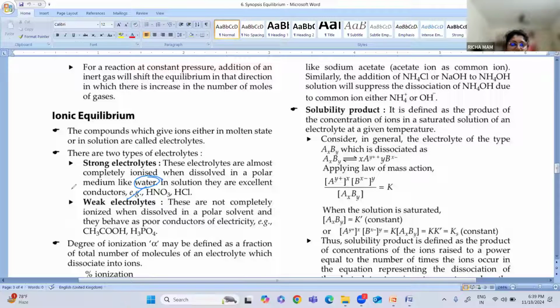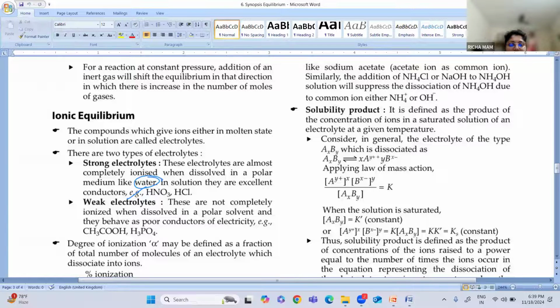Then what do we mean by weak electrolytes? Weak electrolytes are not completely ionized. They do not get dissolved completely in a polar solvent, and they are very poor conductors of electricity. Examples are acetic acid and phosphoric acid. So remember that strong electrolytes get completely ionized in a polar solvent, and weak electrolytes do not get completely ionized in a polar solvent. These are the two types of electrolytes.